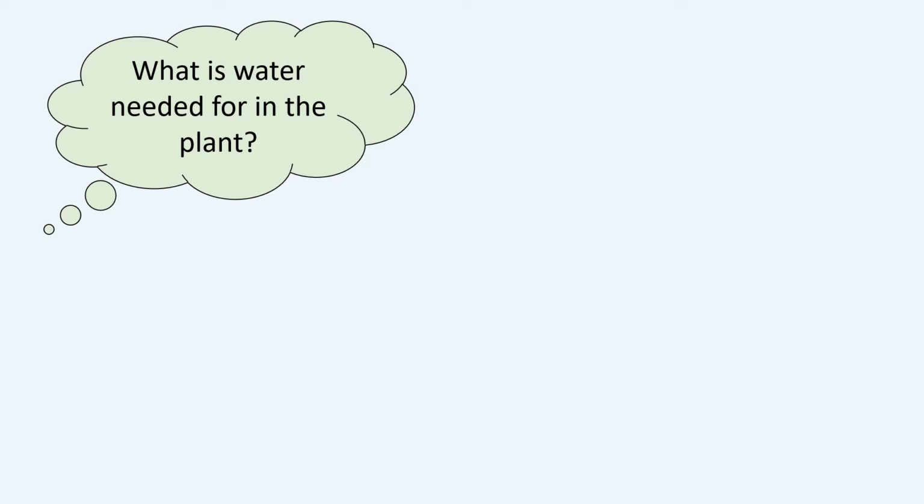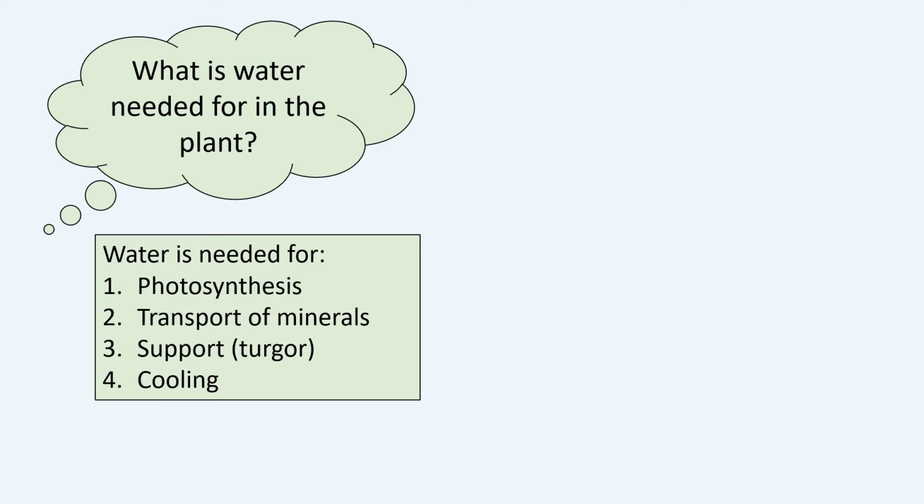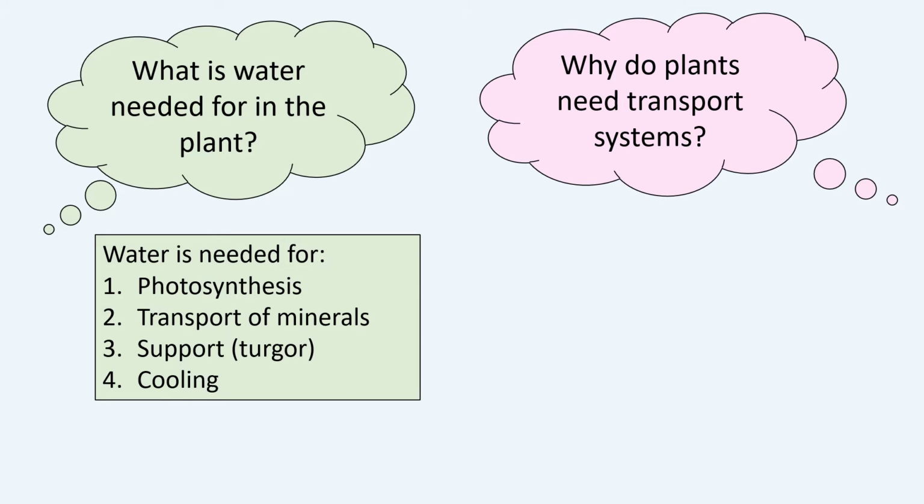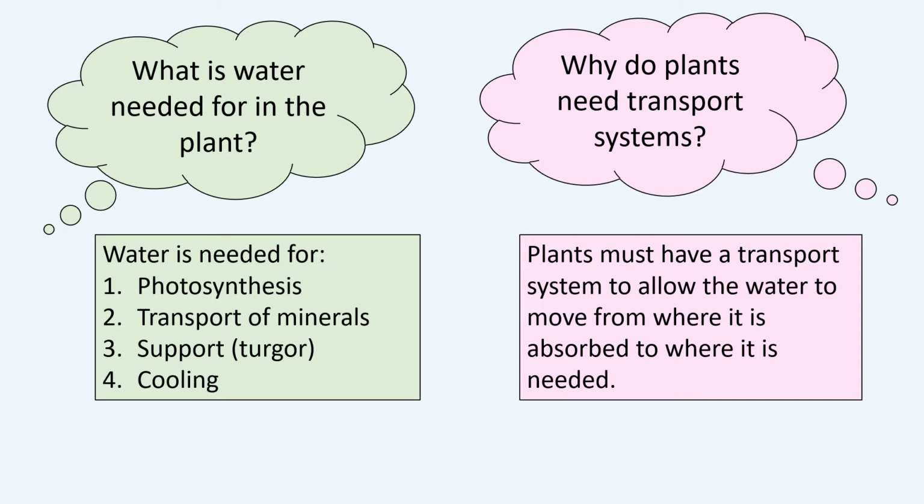So what does a plant need water for? If you think back to third year, you should know that a plant needs water for photosynthesis, but it also needs water for transporting minerals, support, turgor, and cooling. So why do plants need a transport system then? Plants must have a transport system to allow the water to move from where it is absorbed, which is the root, to where it is needed, like the leaves.